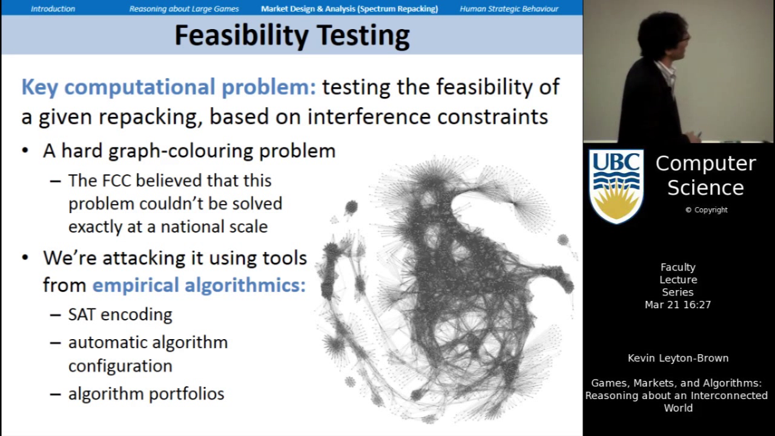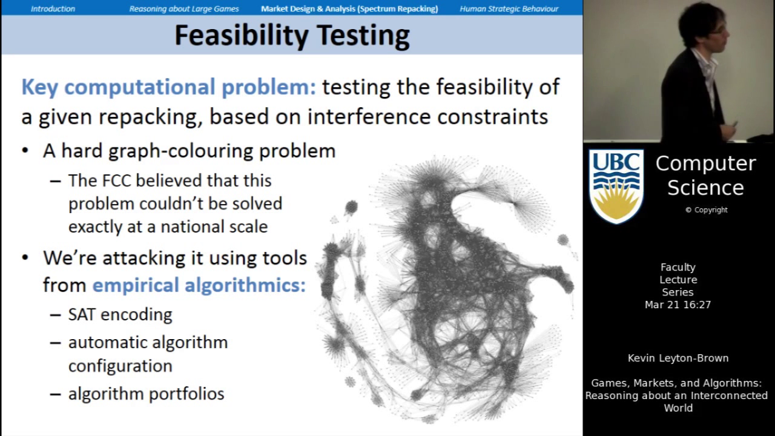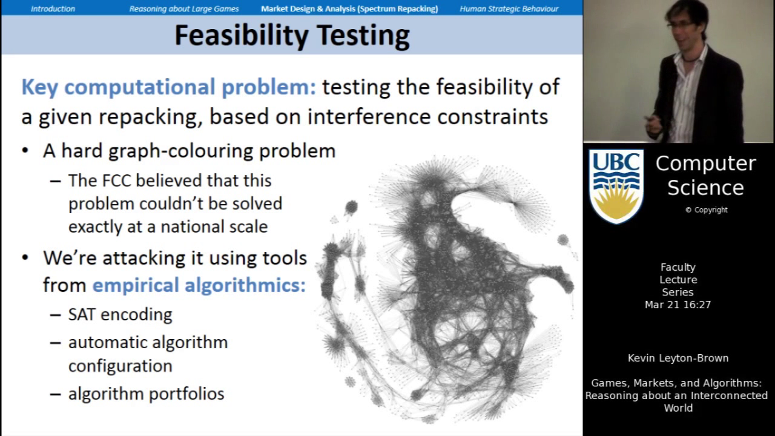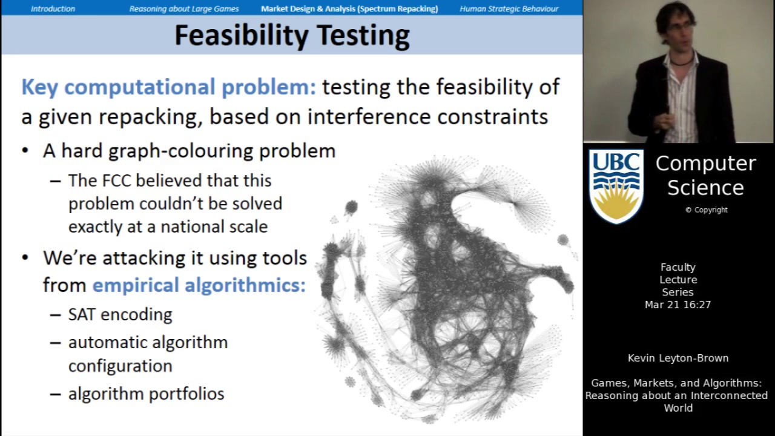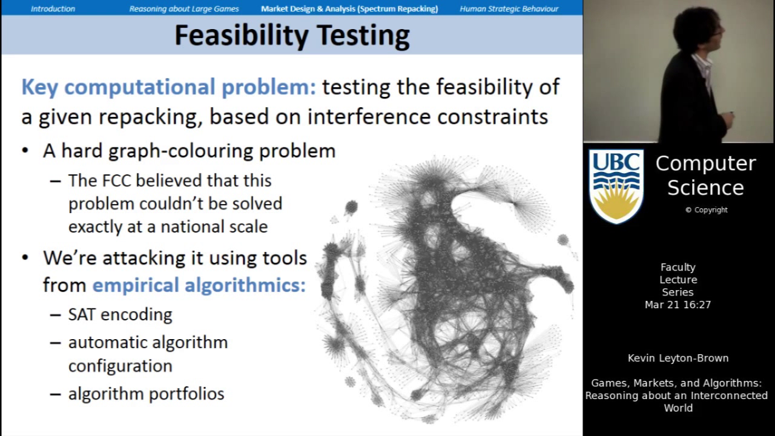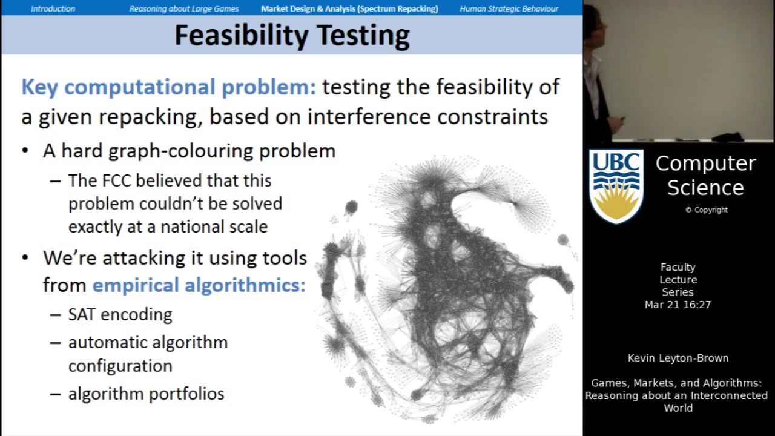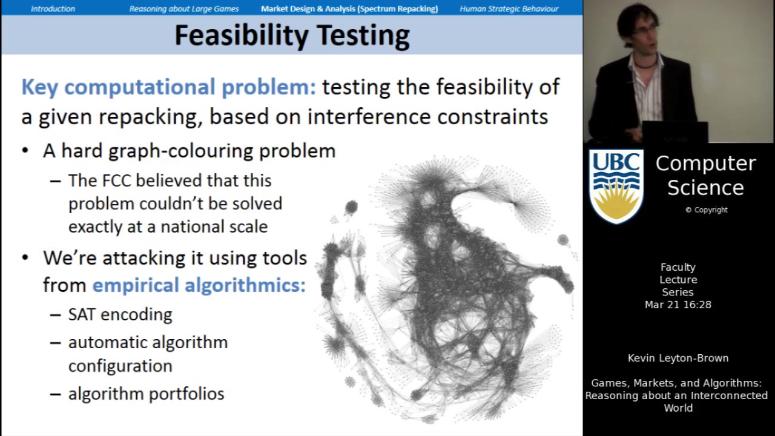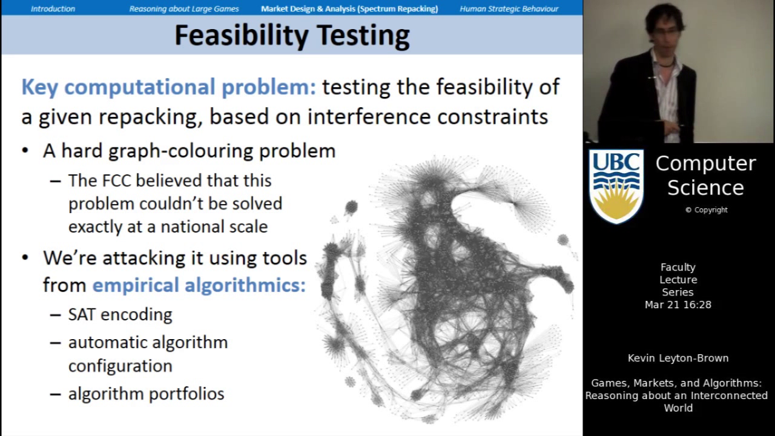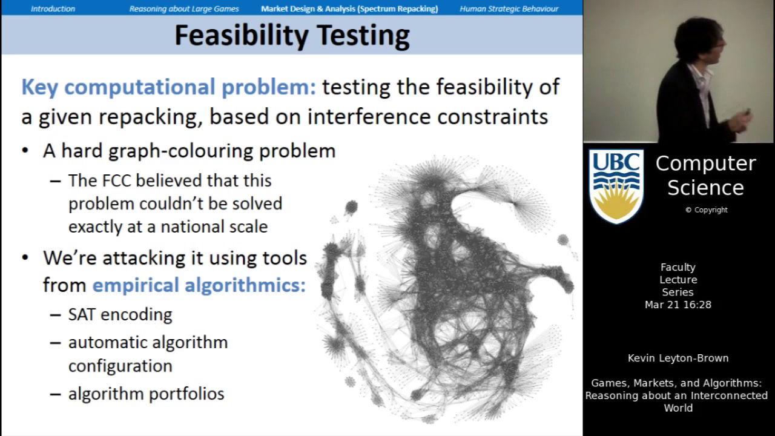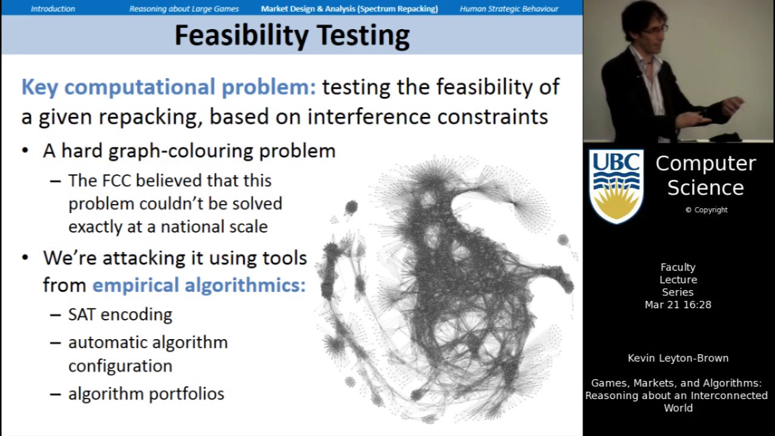So Alex and I have been attacking this problem using tools from empirical algorithmics and leveraging some of what Holger Hoos and I have developed over the last decade in the empirical algorithmics group that we work on together. And in particular, we've been exploiting a SAT encoding of the problem. And we've then been leveraging automatic algorithm configuration tools that were developed particularly by Holger and Frank Hutter, and also by Steve Ramage, who has joined us more recently. So we've been leveraging this automatic algorithm configuration tool to try to make this thing work well in practice.